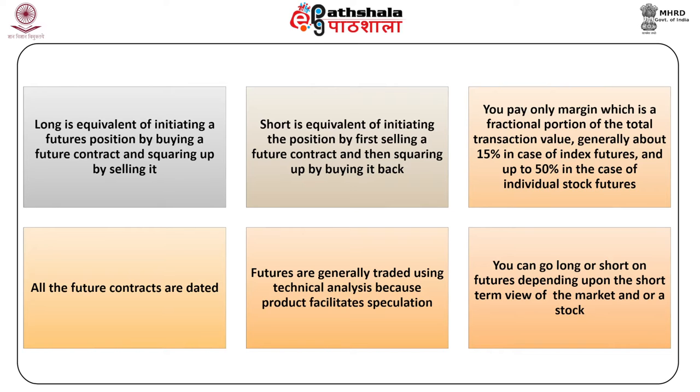All futures contracts are dated. For example, Indian futures and options settlement takes place on the last Thursday of every month. So the current month futures expire on the month's last Thursday. If the trader has to carry his position to the next month, he has to shift his position to the next month future. Futures are generally traded using technical analysis because the product facilitates speculation.